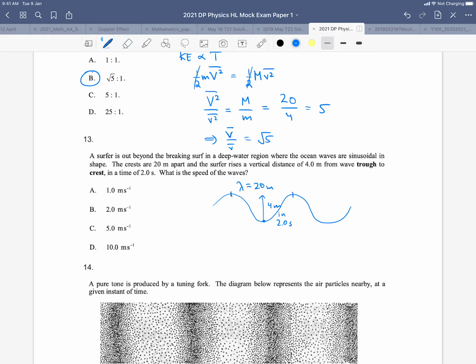Okay, well if it goes from the trough to the crest in 2 seconds, then going back to the trough is another 2 seconds, so 4 seconds. That's the whole period, which means the frequency is 1/4 hertz. The speed is wavelength times frequency. I didn't have to convert to frequency, but it's just a habit. 20 times 1/4 is 5. We could just have done lambda over the period, 20/4 gives you 5 as well.